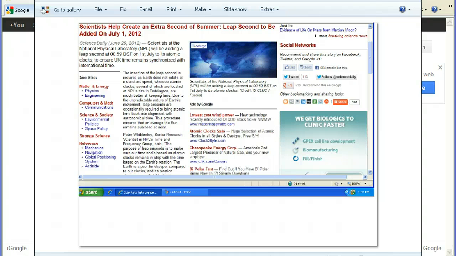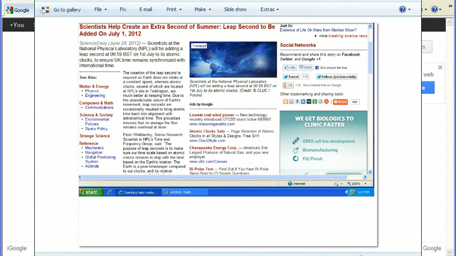Now, I heard some stuff about all the satellites not working. It seems to me the reason they didn't work is right here in front of us. What they had to do is adjust the atomic clocks, I believe, is what this article said. You can see up there at the NPL, they added a leap second on the first to the atomic clocks to ensure that the time remains synchronized with international time.